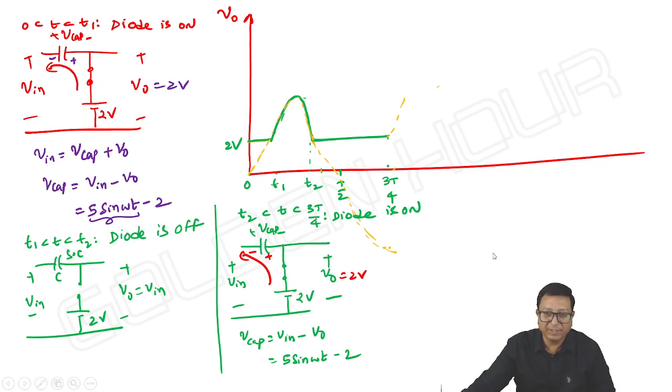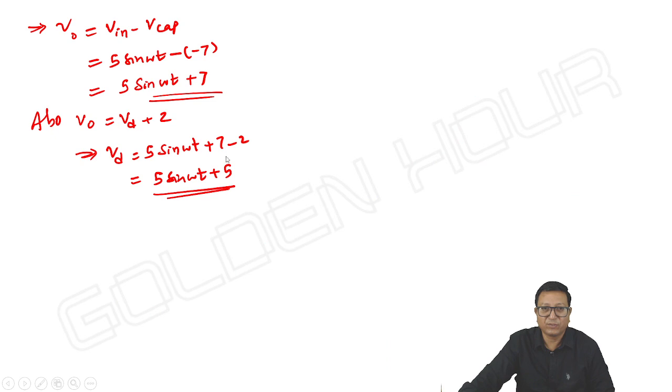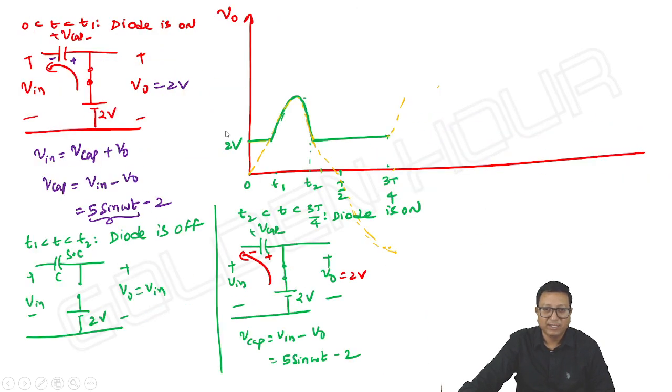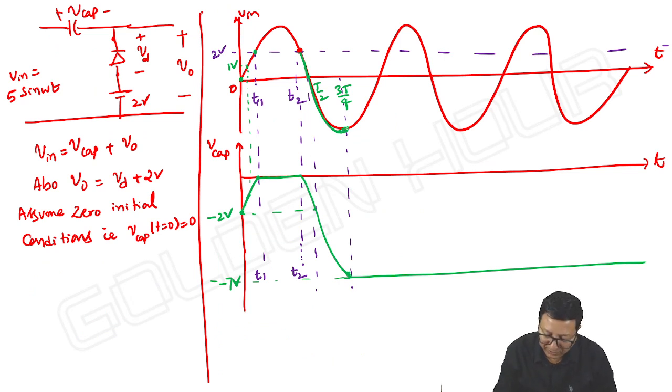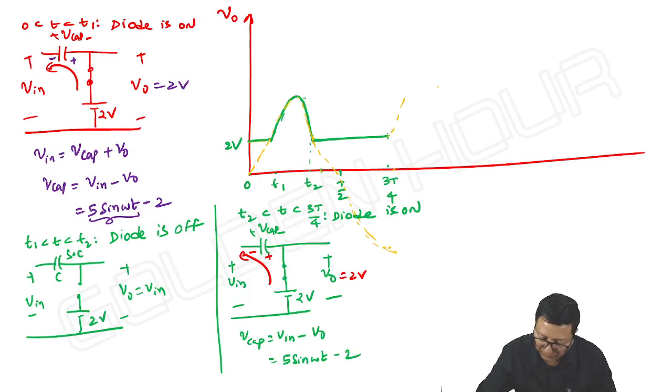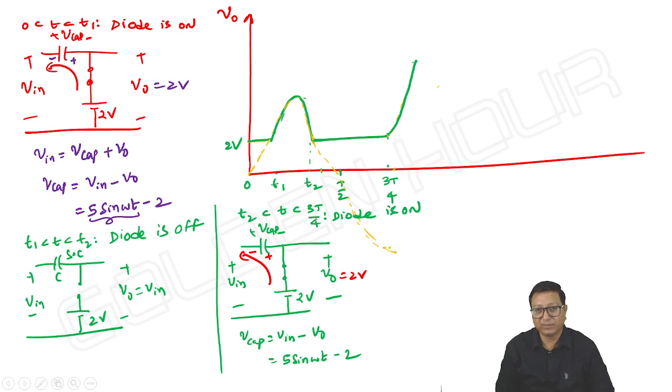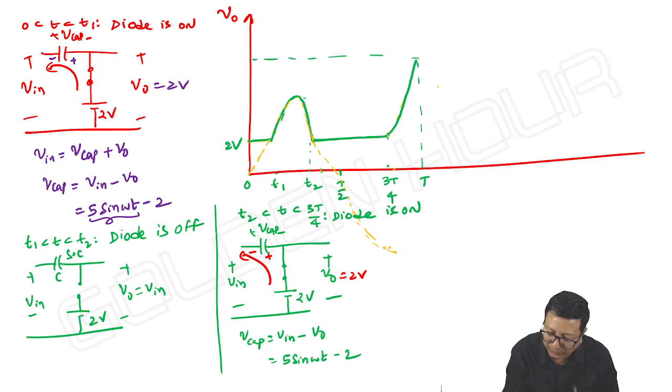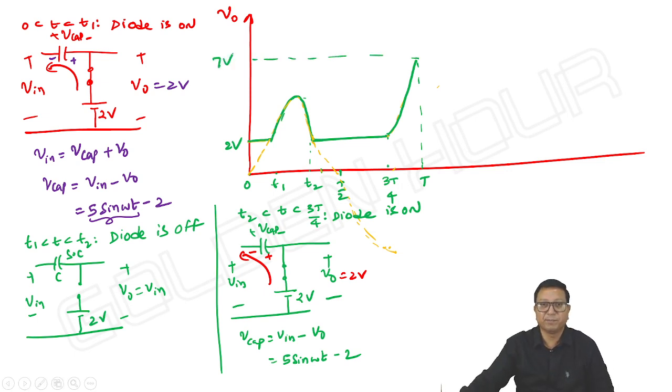Next, for t greater than 3T by 4, what is the output equation? It is given by 5 sin omega t plus 7. That is also fine, right? We can cross check that. From this point to this point, or this point you can take capital T, the input is rising by 5 and the capacitor is unable to charge or discharge. So whatever the rise you have in input, that entire rise can be seen across the output terminals, 5 volts like this. And at t equal to capital T, input is 0, output will be equal to 7 volts.